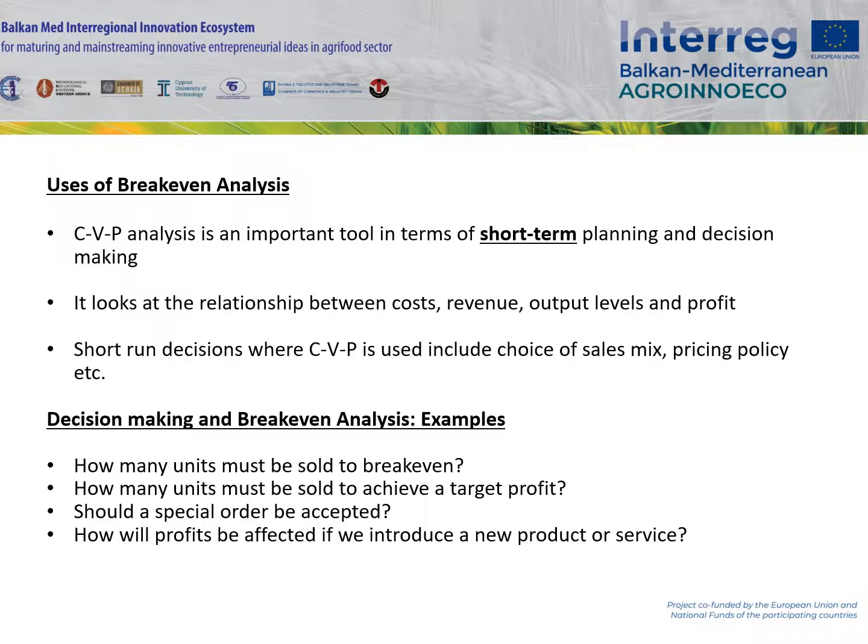Short-run decisions where CVP is used include choice of sales mix, pricing policy, decision-making, and break-even analysis. Examples: How many units must be sold to break even? How many units must be sold to achieve a target profit? Should a special order be accepted? How will profits be affected if we introduce a new product or service?